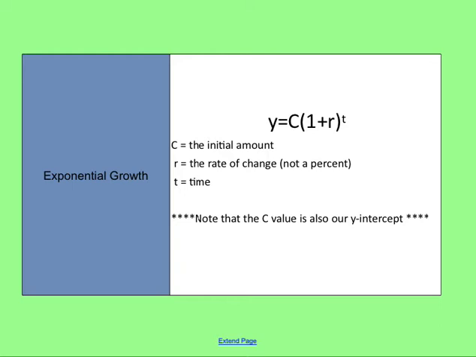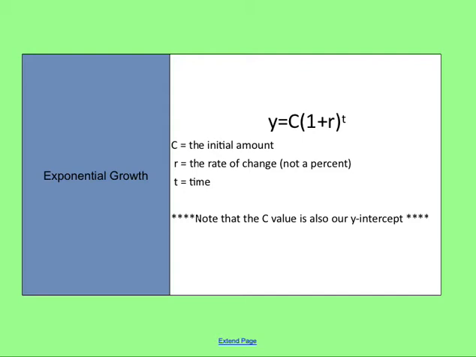Exponential growth takes the formula y is equal to c times 1 plus r raised to the t power. So c represents our initial amount, or our starting value. Okay, it also represents our y-intercept. r is the rate of change.